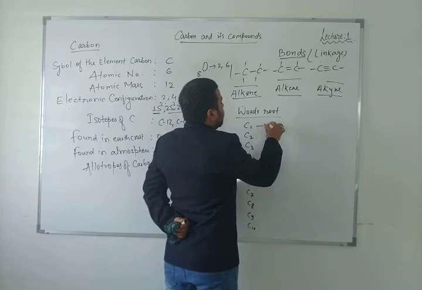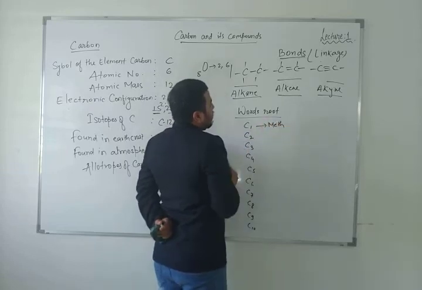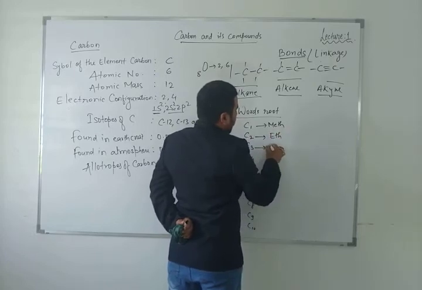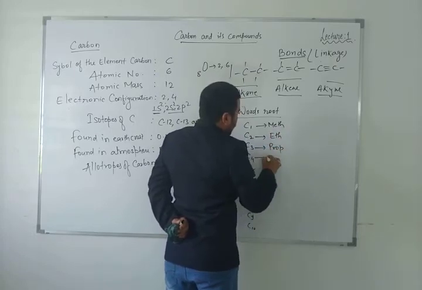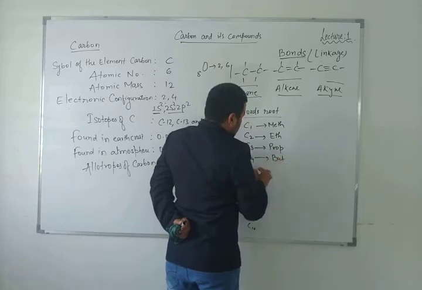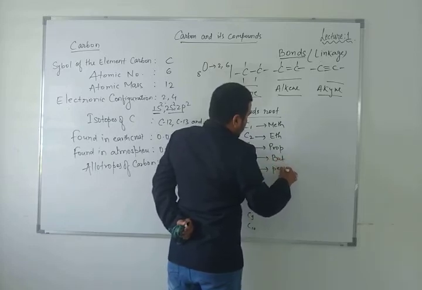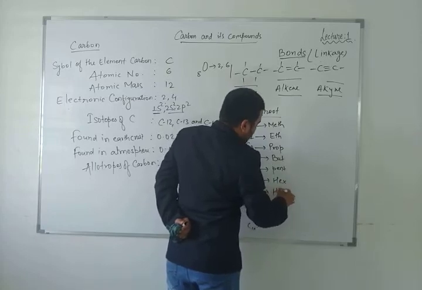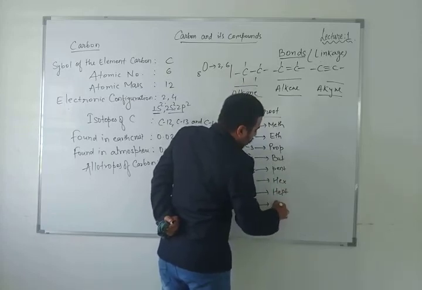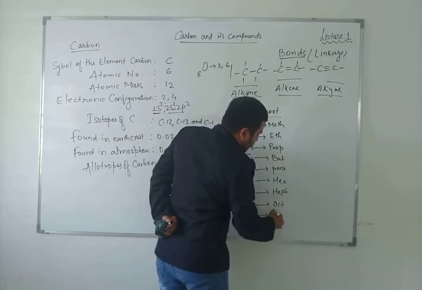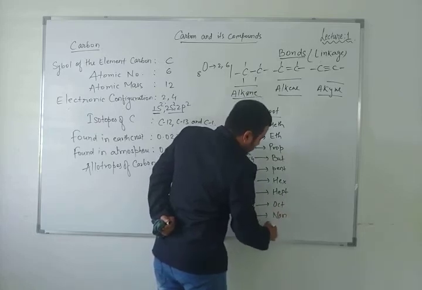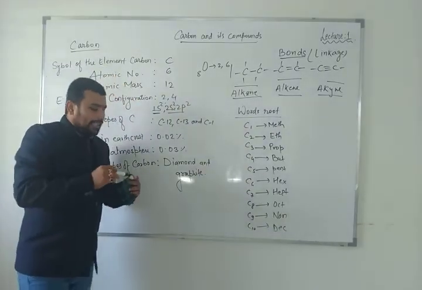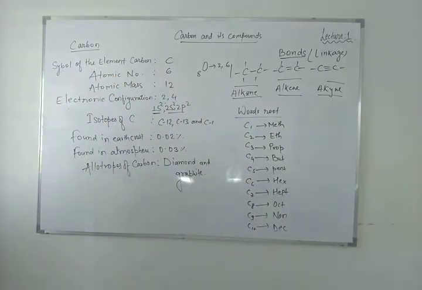C1 is known as meth, M-E-T-H, meth. C2 is known as eth, C3 is known as pro, C4 is known as but, C5 is known as pent, C6 is known as hex, C7 is known as hept, C8 is known as oct, C9 is known as non, C10 is known as dec. You can go ahead also: undec, dodec, C11, C12, you can learn like this.